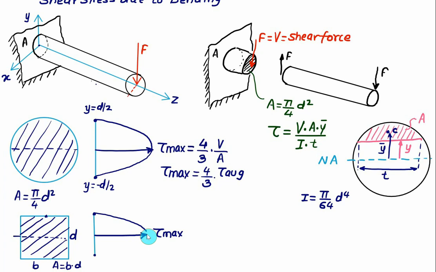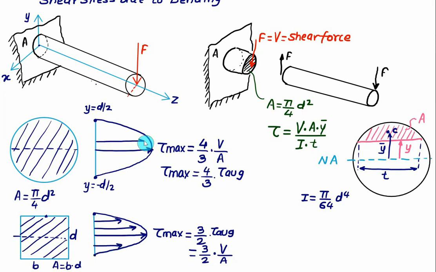Again we get a somewhat parabolic distribution, and this time tau max will be equal to 3 by 2 of tau average. And how are we going to calculate tau average? For tau average, you simply divide the shear force by area A. So these are the distributions of shear stress due to bending.